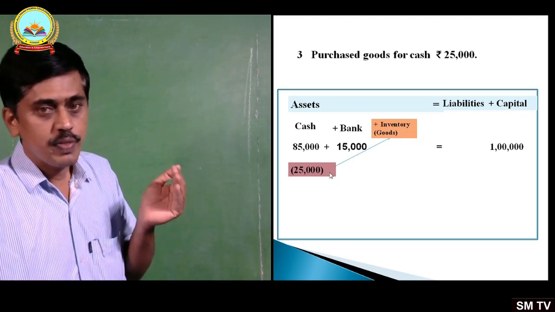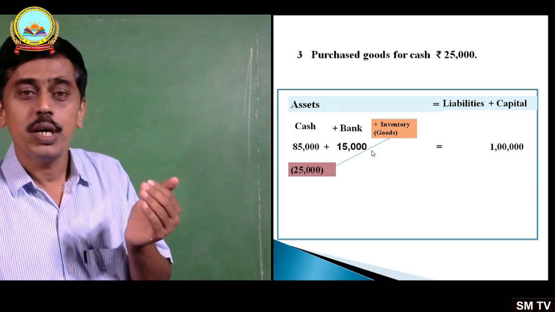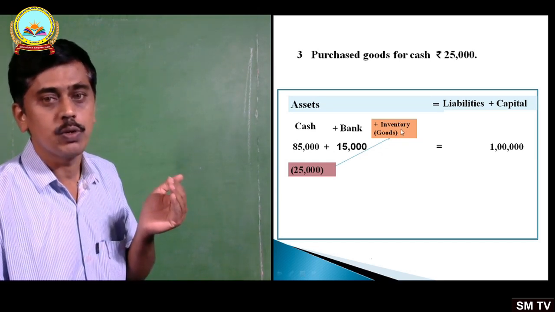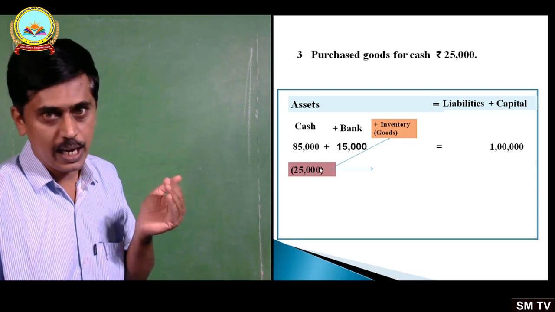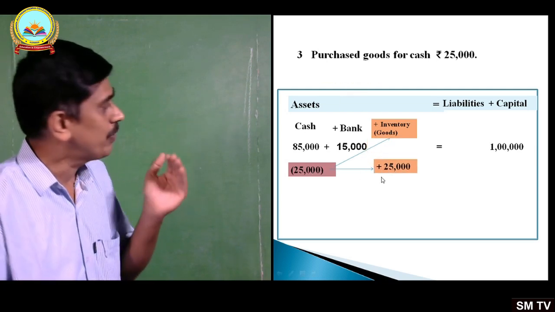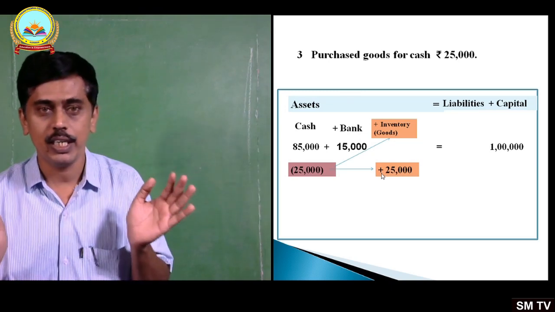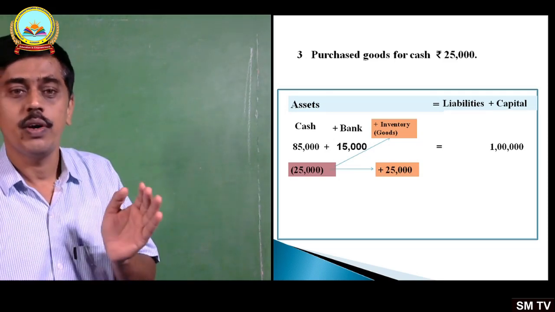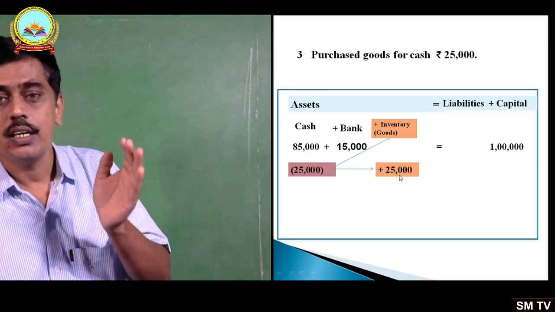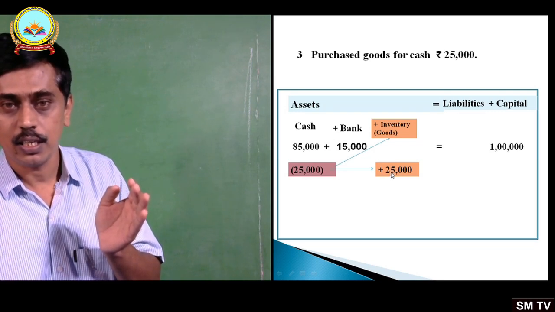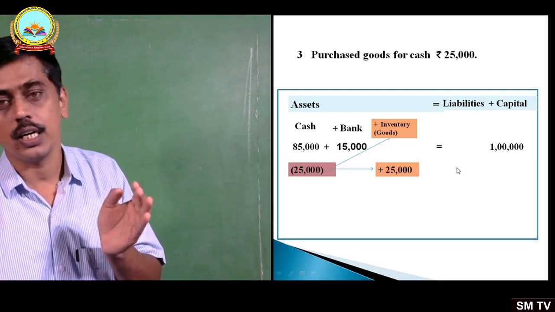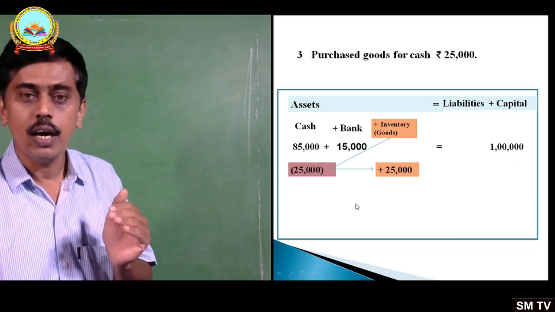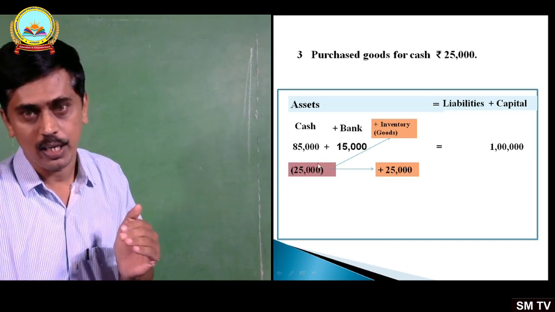25,000 rupees taken from the cash box, but what for? To pay for purchase of goods. So one asset reduces, cash reduces, but another asset comes. Inventory is also an asset. So one asset reduces and the other asset comes. So no effect on the other side. On the liabilities and capital side, no change. Now find the effect. This is the happening or the event.